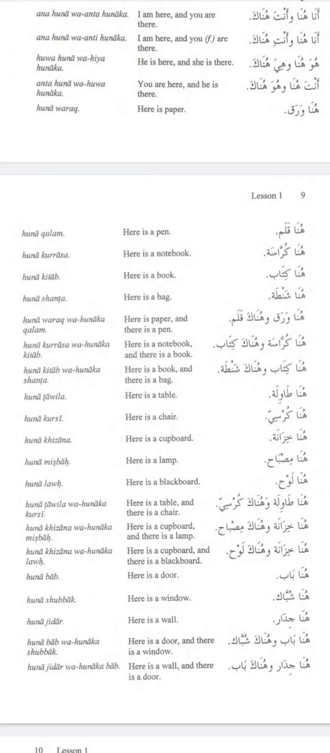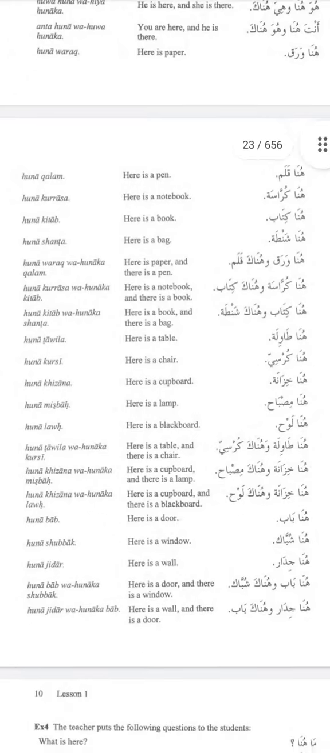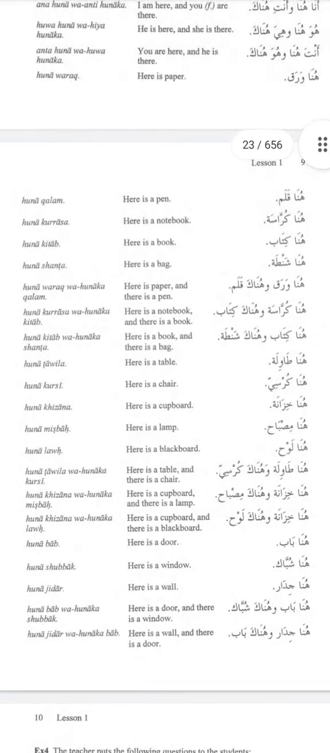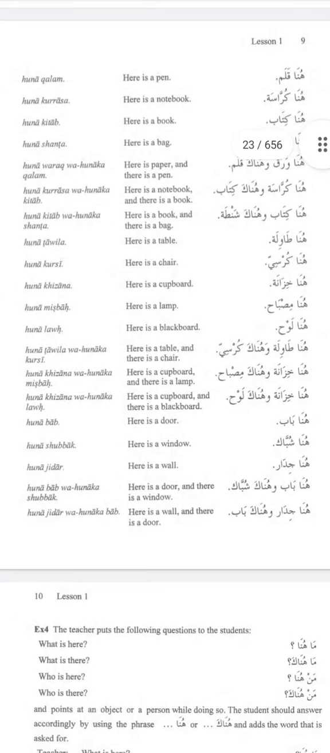Huna tawila, this is a table. Huna tawila means here is a table. Huna kursi, here is a chair. Huna khizana, here is a cupboard or a wardrobe. Huna misbah, here is a lamp. Huna lawh, here is a board or a blackboard, but most preferably it should be board.